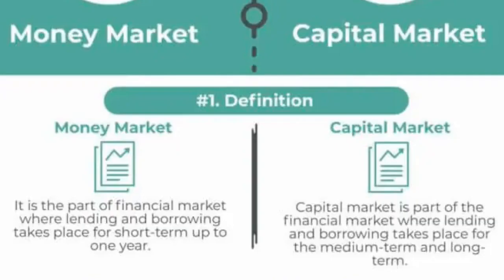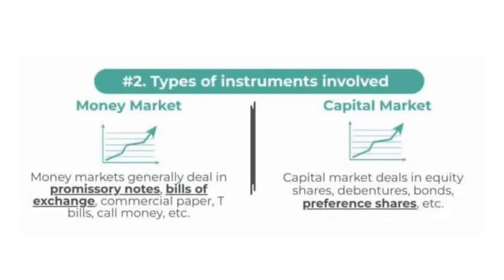Money market is used for the purpose of short-term borrowing and lending, whereas the capital market is used for the long-term assets, i.e., the assets which have the maturity of more than 1 year. Types of instruments involved. Money markets generally deal in promissory notes, bills of exchange, commercial paper, T-bills, call money, etc., whereas capital market deals in equity shares, debentures, bonds, preference shares, etc.